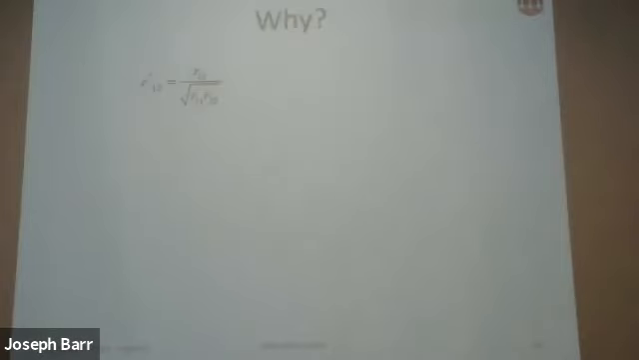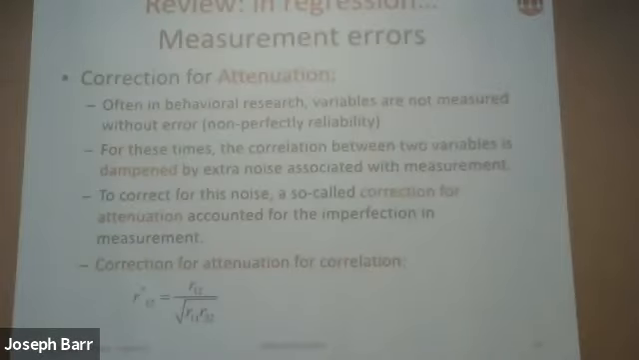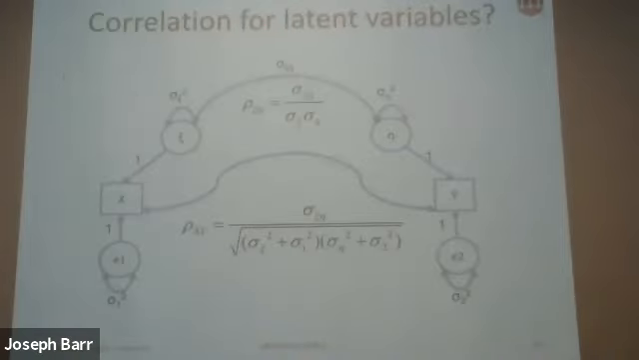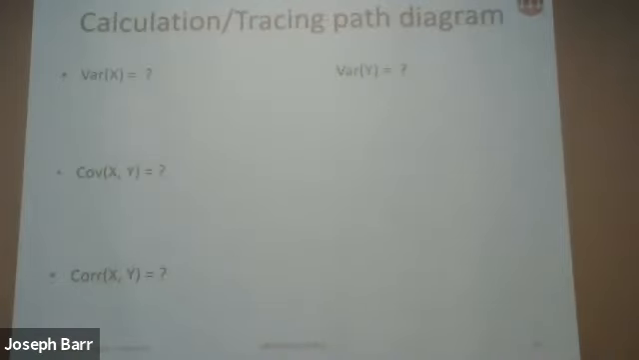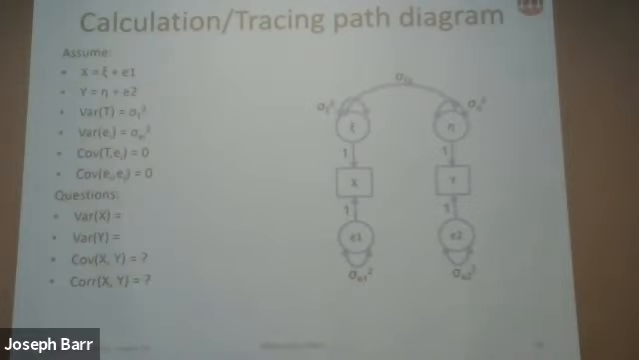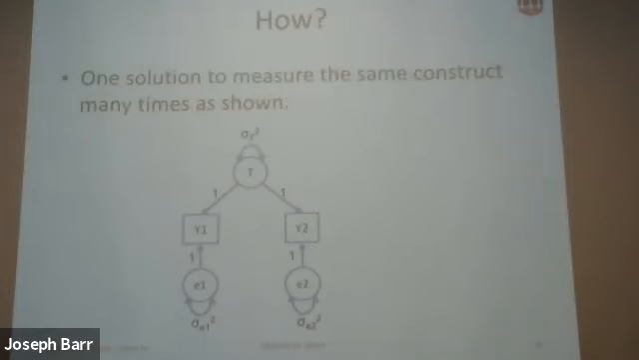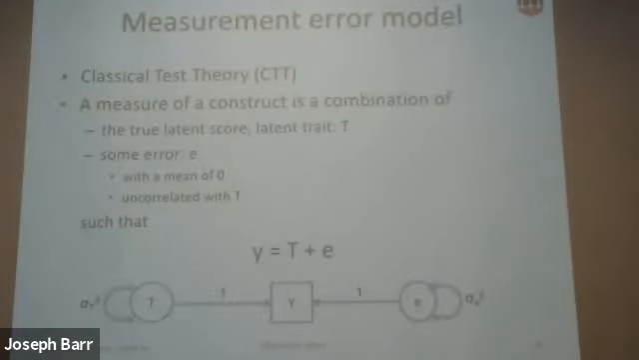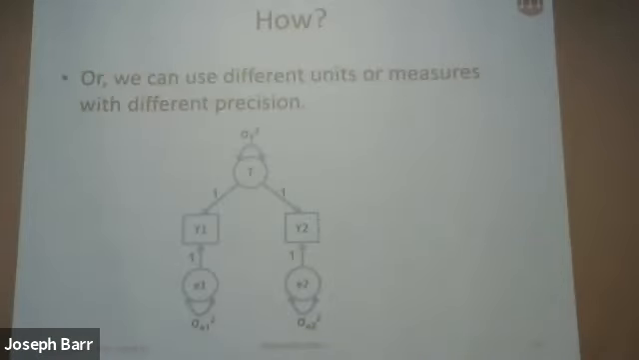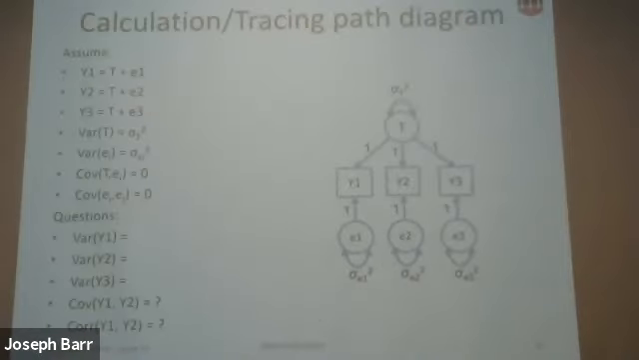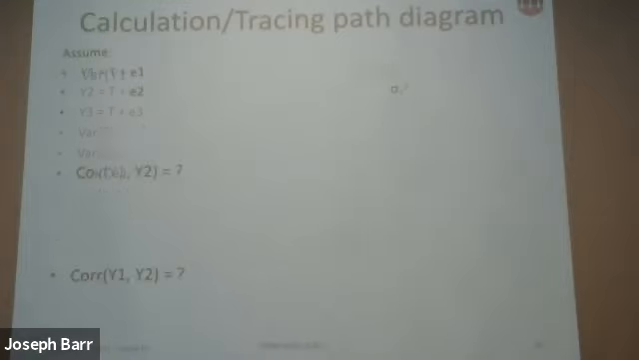Any question so far? All of these formulas are derived from this path diagram, or this assumption, the CTT, the classical test theory model. Because what we observe is not the true score. We don't get the perfect score. That's why we have different versions.